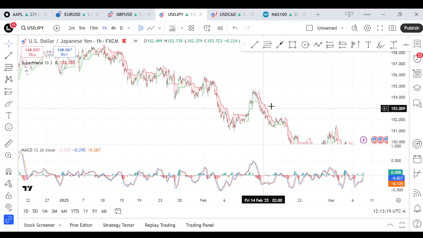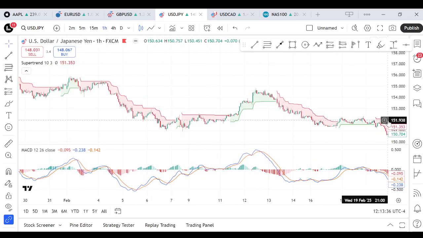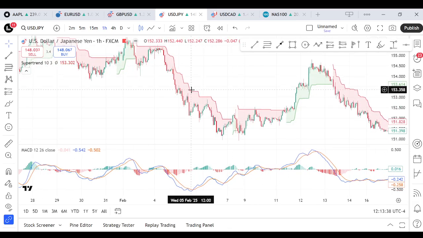This is a powerful combination of two popular technical indicators, just like I said, and the indicators are the Supertrend indicator and the moving average convergence divergence. The Supertrend indicator was developed by Olivier Seban in 2009, and this is the Supertrend indicator on our chart. This indicator right here.